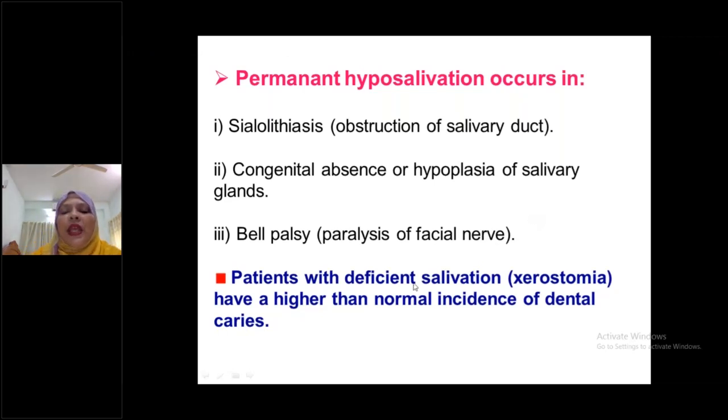আচ্ছা, পেশেন্ট উইথ ডেফিশিয়েন্ট সালাইভেশন, দ্যাট ইজ xerostomia, হ্যাভ এ higher than normal incidence of dental caries. Already in function of saliva we mentioned this thing, যাদের hyposalivation হবে তাদের more incidence to development of dental caries.